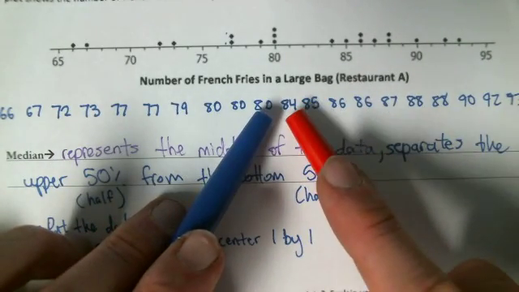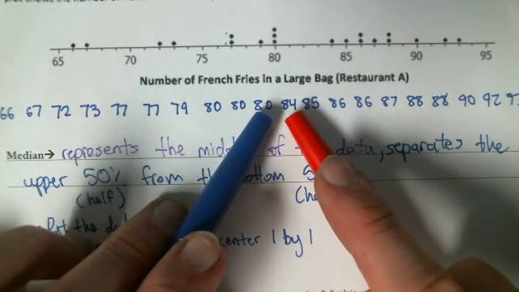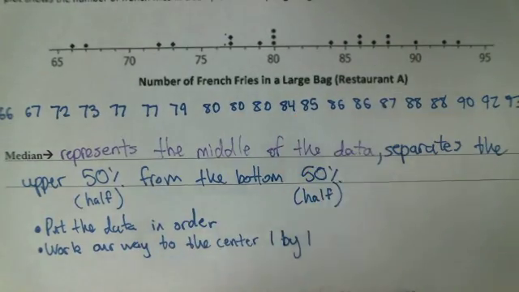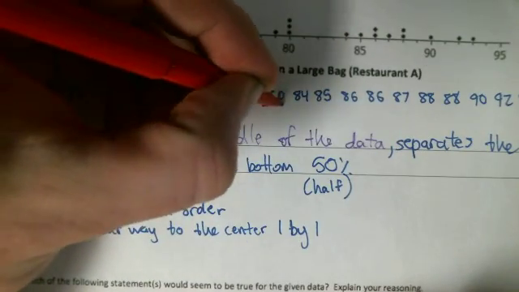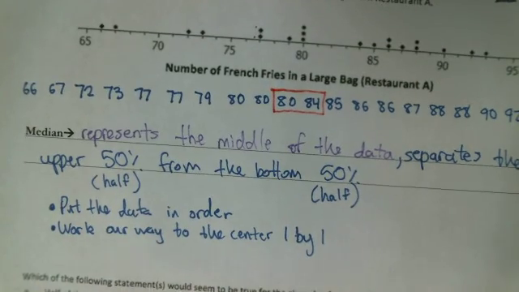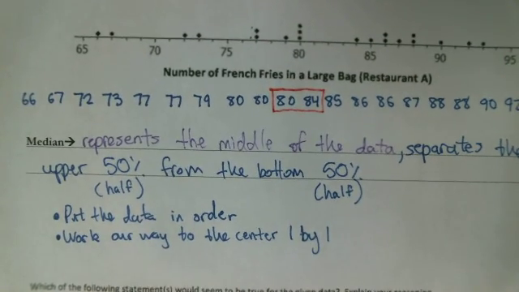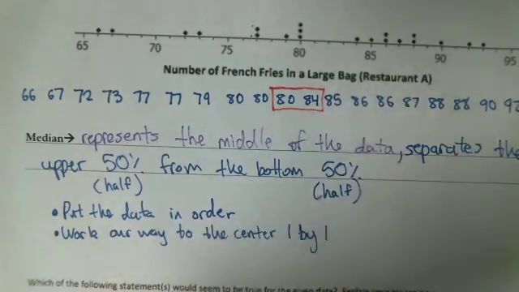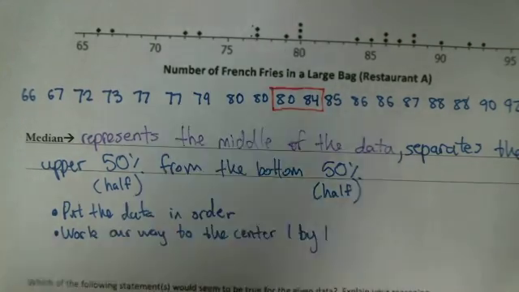And what happens? I don't have a single number in the middle. I have 2 numbers. 80 and 84 are right in the middle of my data. If it was one number, that would be the median. So if it were just 80, 80 would be our median. But it's not. So what do we have to do?